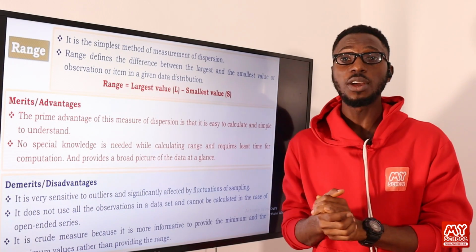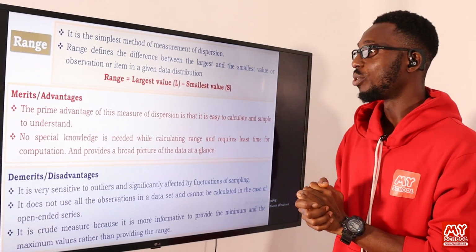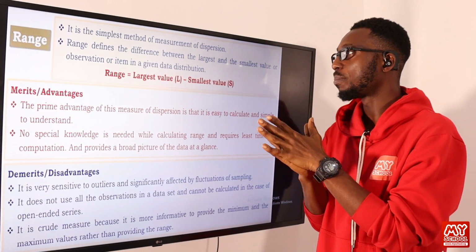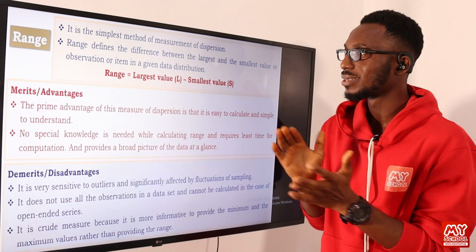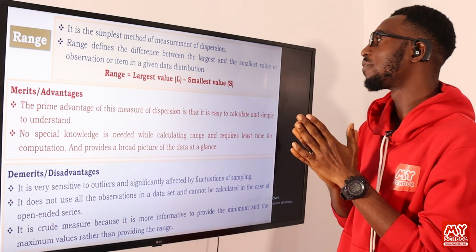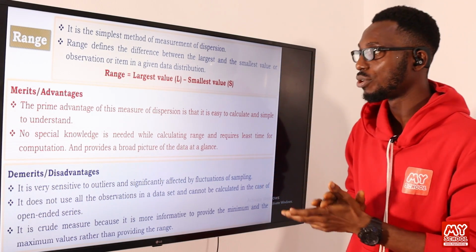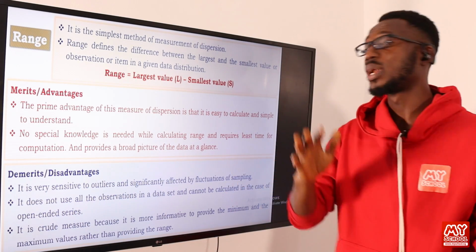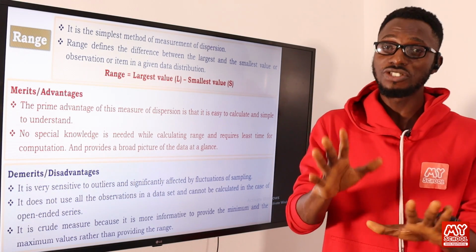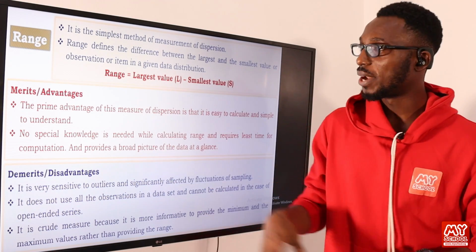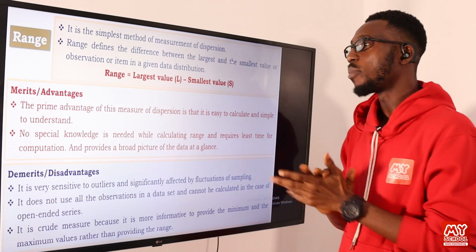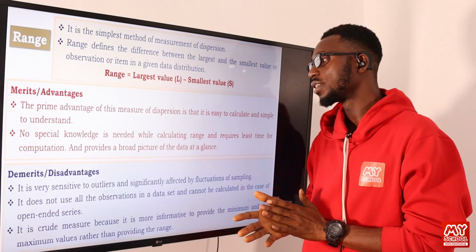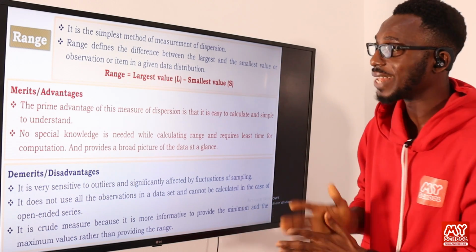At first we kick off with the range. It is the simplest method of measurement of dispersion. Range defines the difference between the largest and the smallest value or observation, or item, in a given data distribution. Whatever you are observing, you are just looking at the range: the largest value minus the smallest value. So what are the advantages? The prime advantage of this measure of dispersion is that it is easy to calculate and simple to understand.